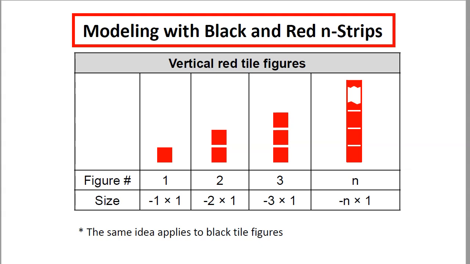In this case we have red tile figures, and of course the same idea applies to black tile figures. Our first figure is 1 red tile, our second figure is 2 red tiles, our third figure is 3 red tiles, and our nth figure is an n strip that's red, or you can think of it as n red tiles. And here the size we have listed as -1 times 1, -2 times 1, -3 times 1, and -n times 1. Of course, those could be reversed if you think about how you would lay edges out about those tile figures.